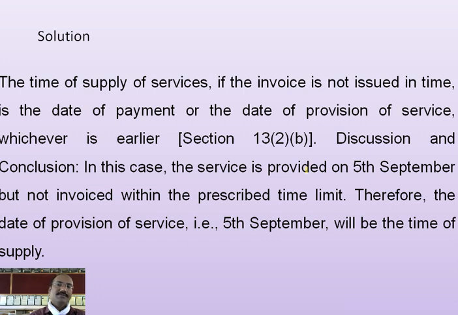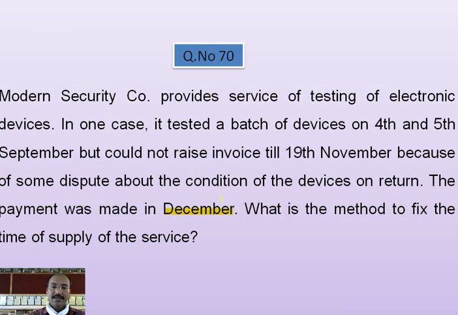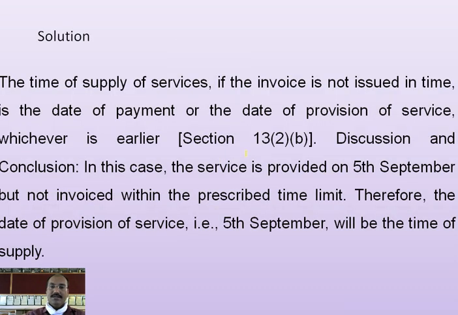The time of supply of this service, if the invoice is not issued, in this case the invoice is still not issued. In that case, we take the payment date and the date of provision of service. In this case, payment was made in December. And the service is tentatively given on which date? The 4th and 5th is the date, the tentative date of provision of service. That is mentioned here.